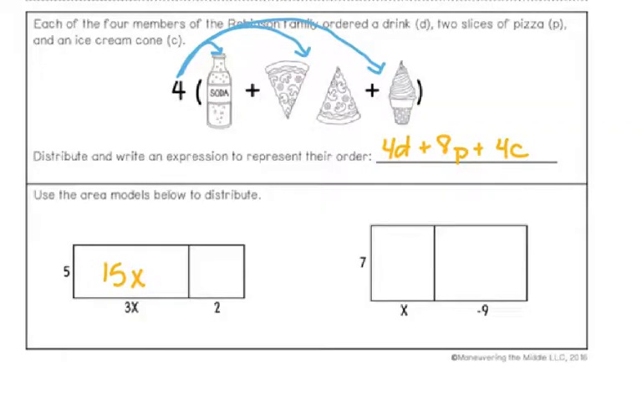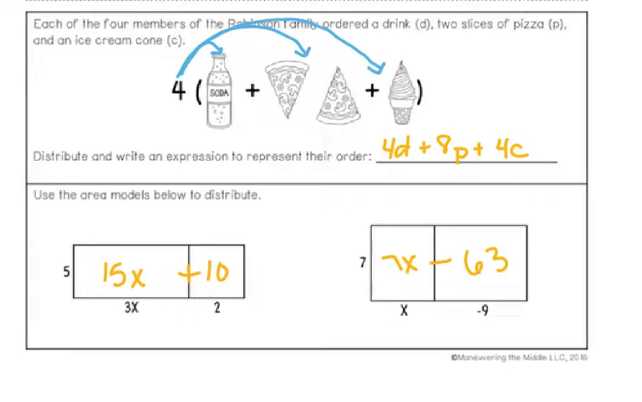5 times 2 is 10. And since that's a positive 10, I'm going to add a plus here so that I know my final expression is 15x plus 10. Looking at the next example, I want you to go ahead and tell me what would go in those two boxes. Press play when you're ready.